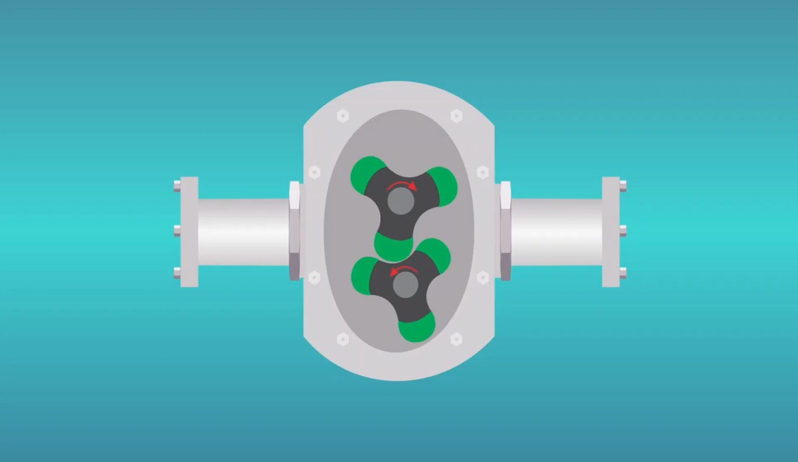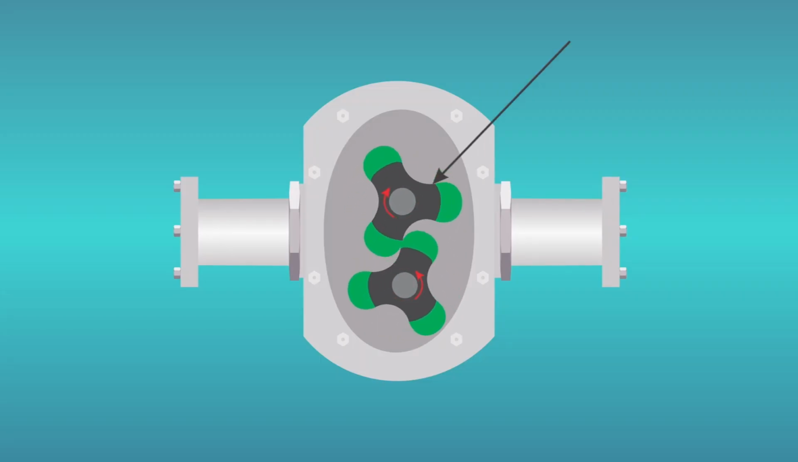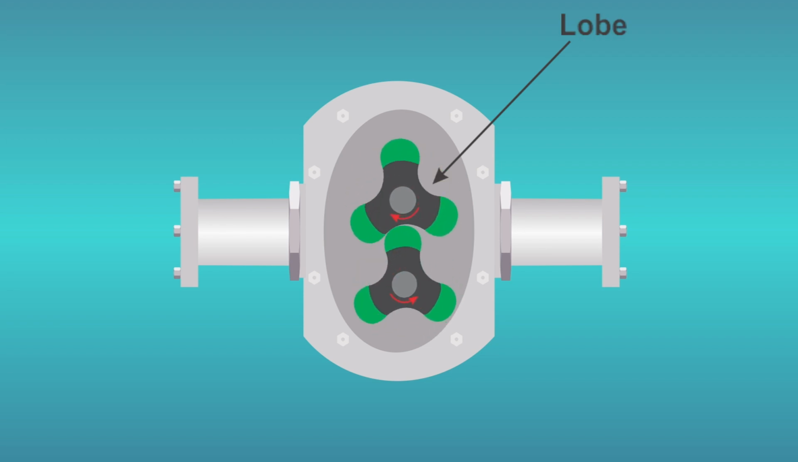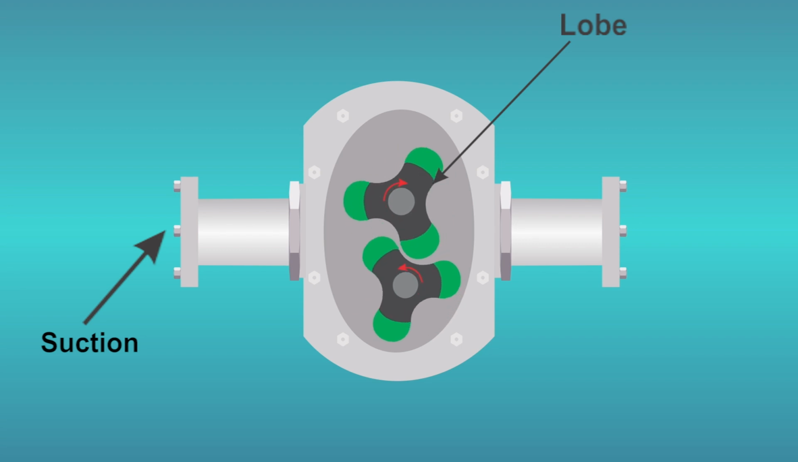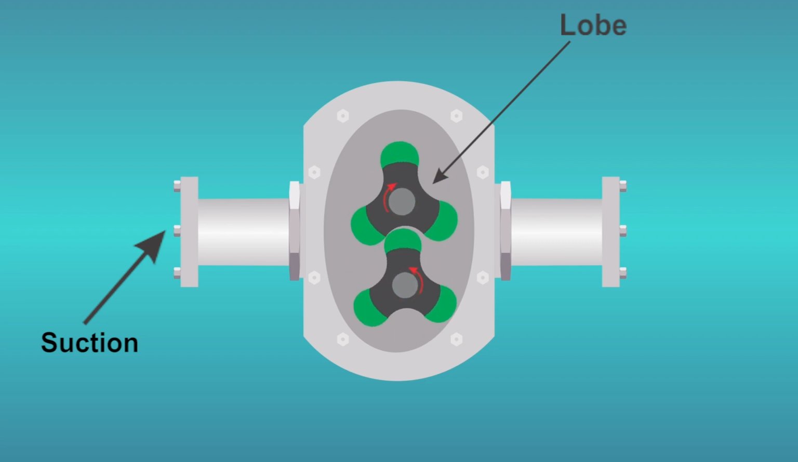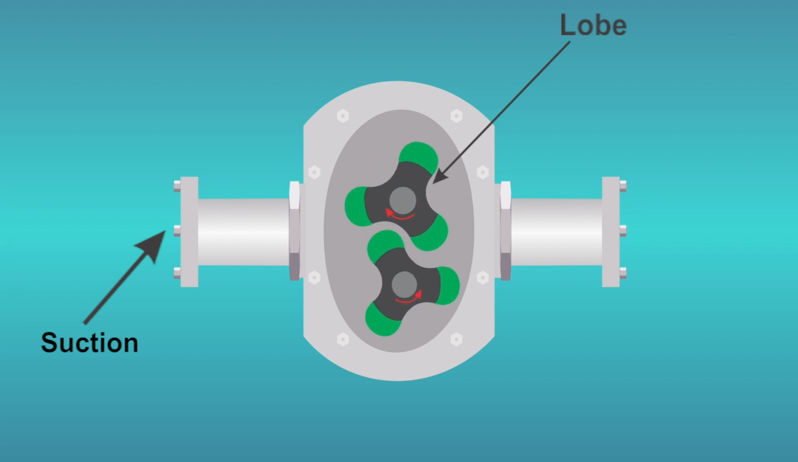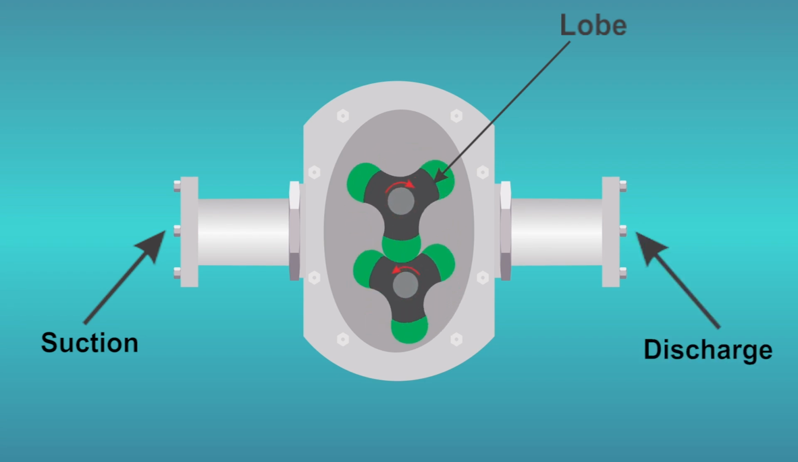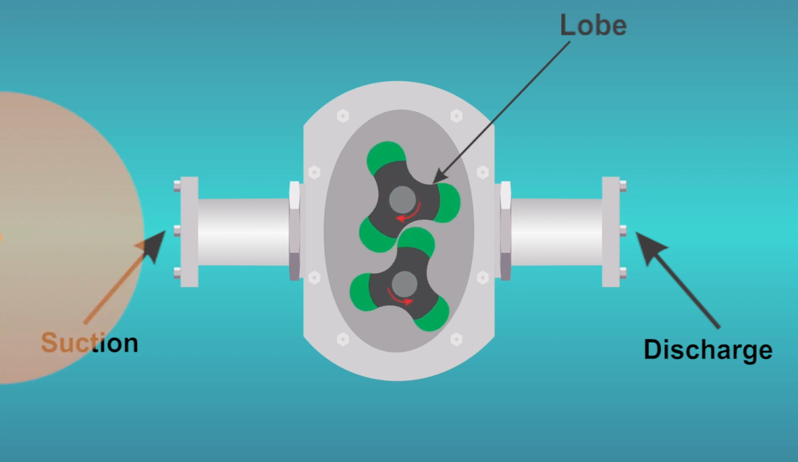Lobe pump. Inside a lobe pump, there are two lobes that counter-rotate without touching each other to create suction. As the lobes rotate past the suction port, the suction increases the volume of products between the lobes, which draws fluid into the pump casing. The lobes drive a predetermined amount of fluid through the pump and out through the discharge port.